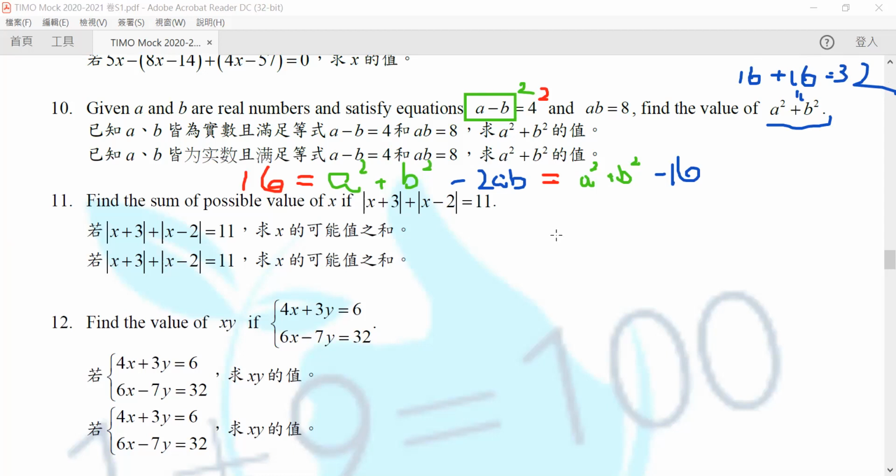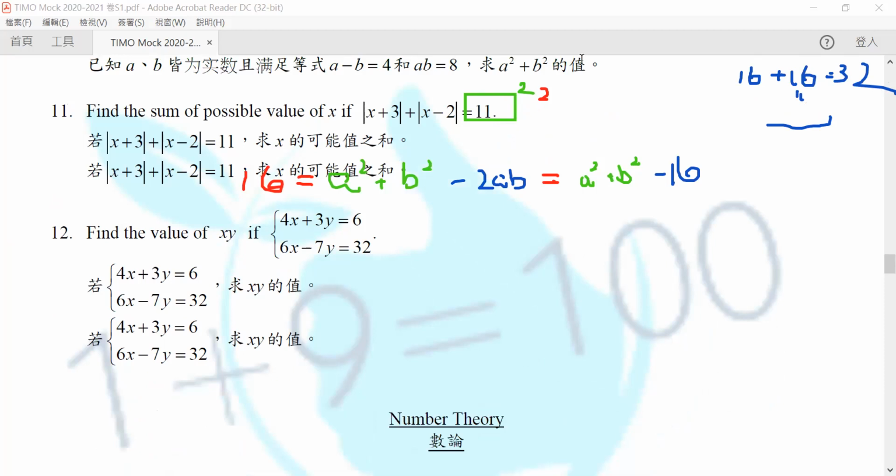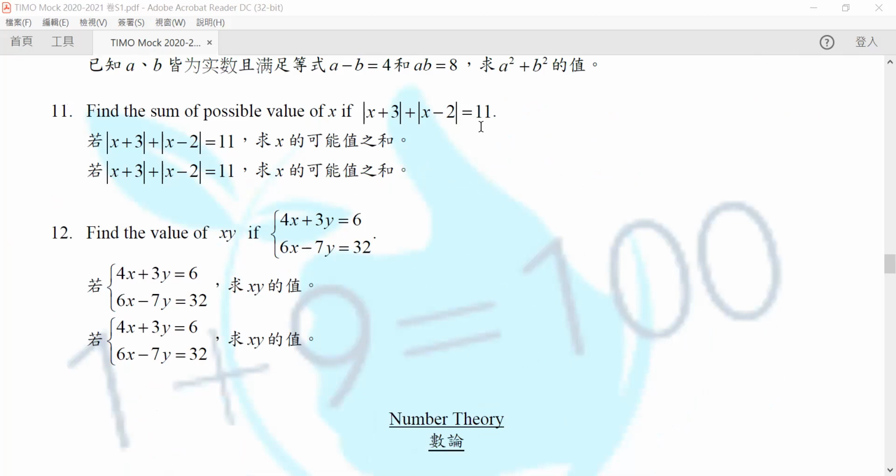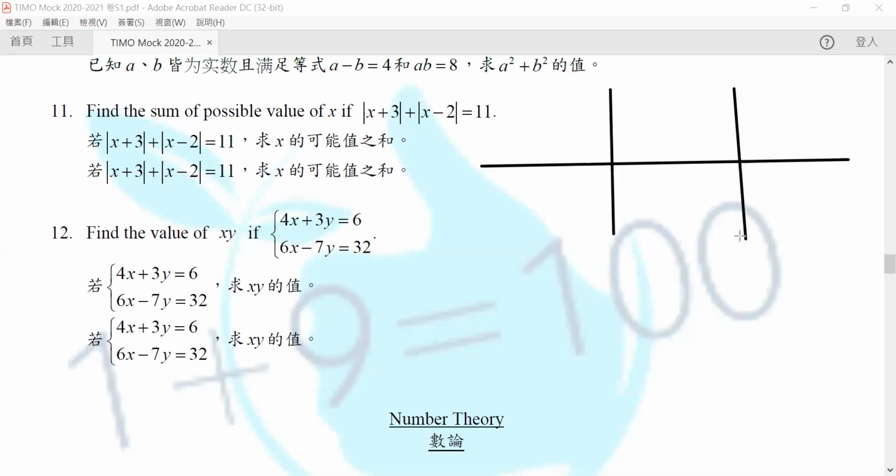Question 11. Find the sum of possible values of x if |x plus 3| plus |x minus 2| is equal to 11. Now this question actually has many different ways to do it. We are now doing the most rigorous way. This is not the fastest, but it is the most rigorous. We do this because we will reserve the fast way for the higher levels.